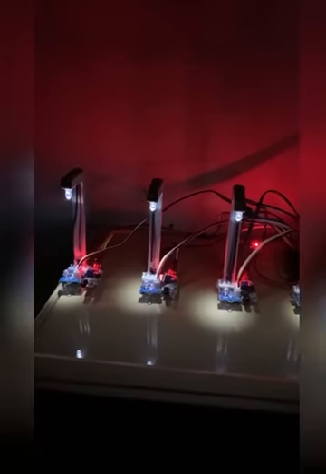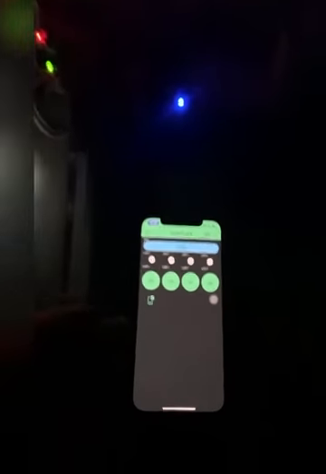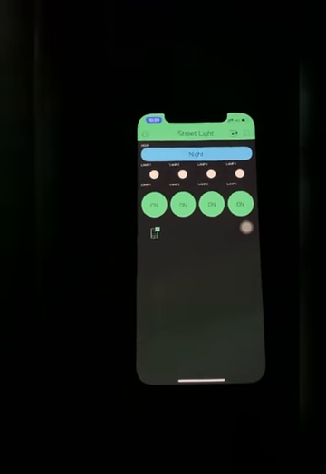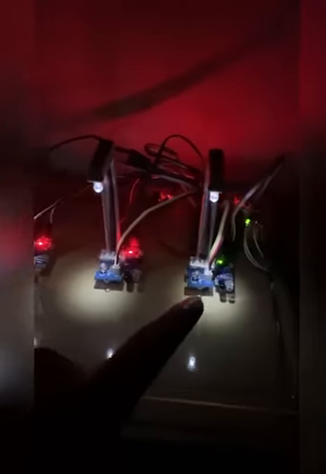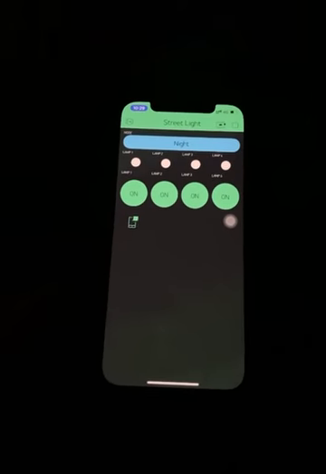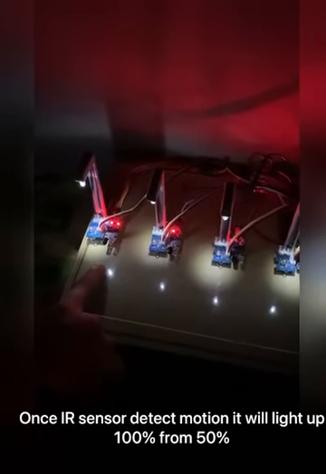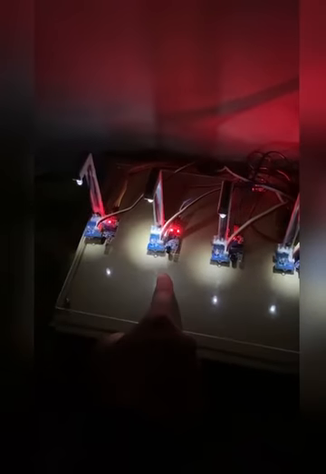Okay, so we turn to night mode. As you can see, this is night mode. This indicator shows lamp 1, lamp 2, lamp 3, and lamp 4, and every lamp is on. Once the IR sensor detects motion, it will light up 100% of the dimmer. So if there is motion, it will light up 100%.